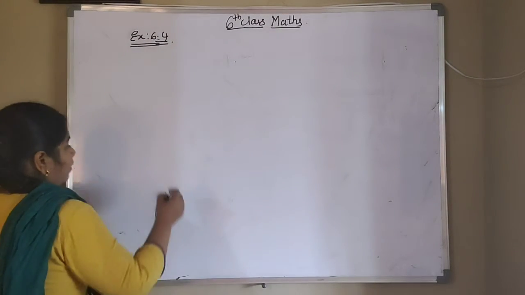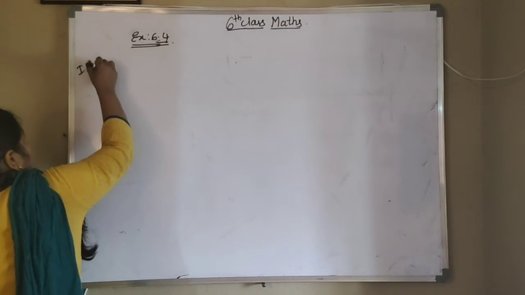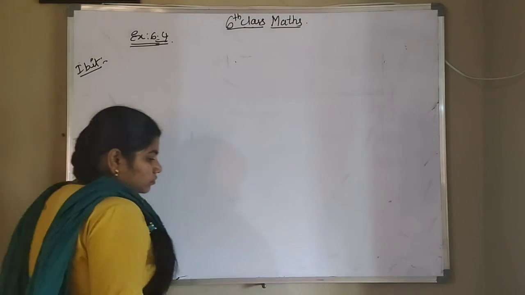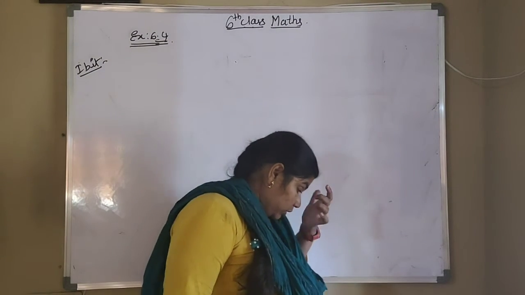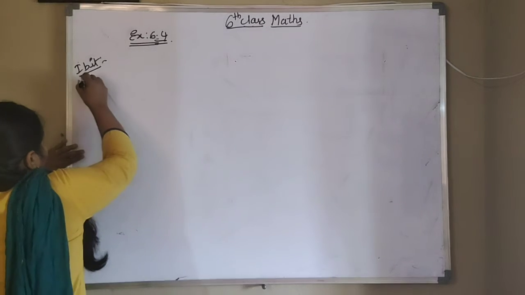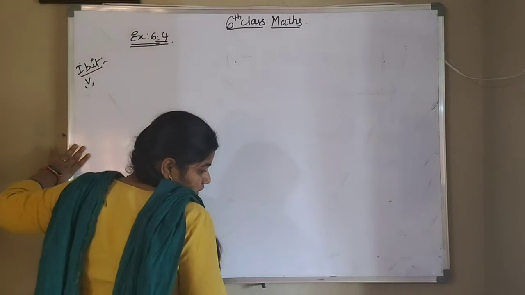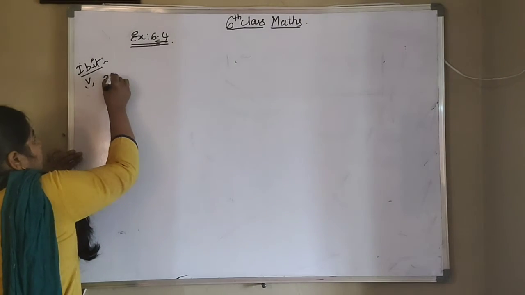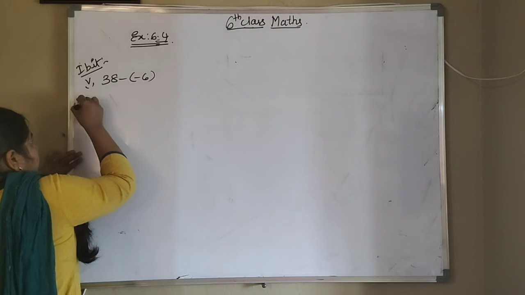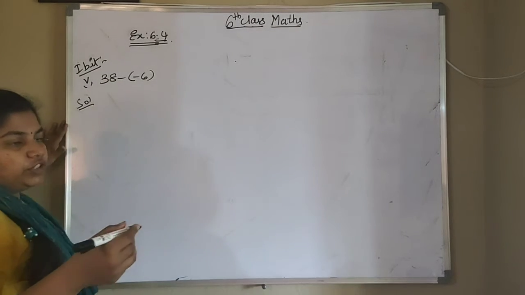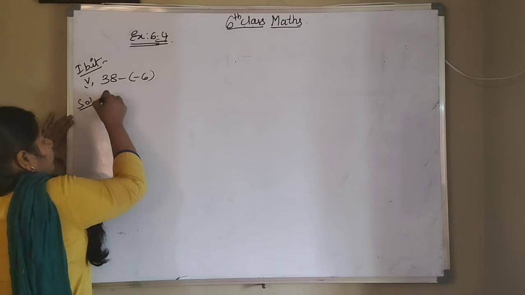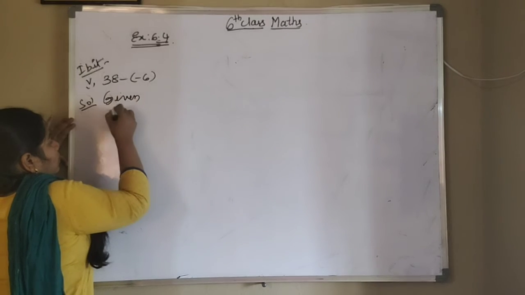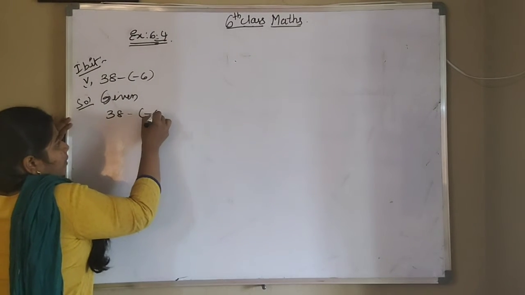In first bit, last two problems I think, that is fifth one. 38 minus of minus 6. So in the same way how you did the addition, here also we will do the same way. So given 38 minus of minus 6.